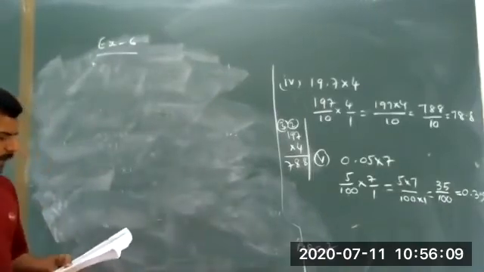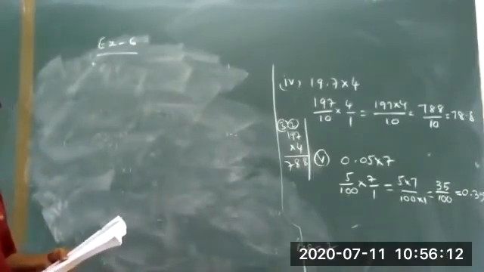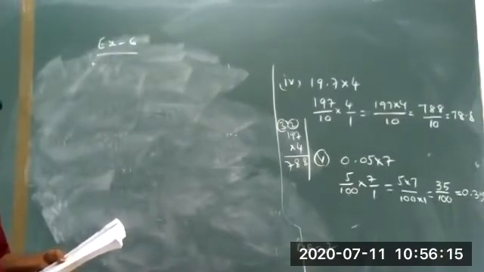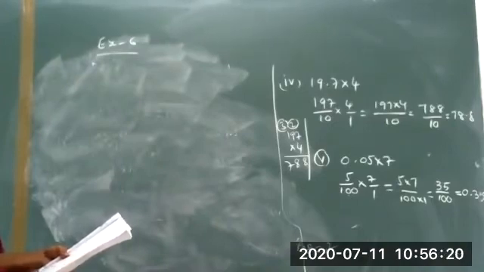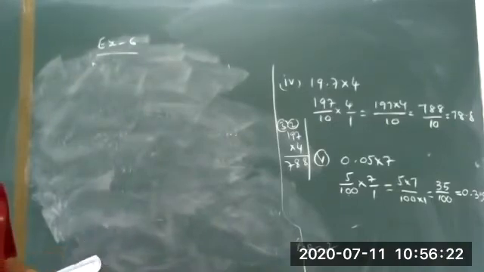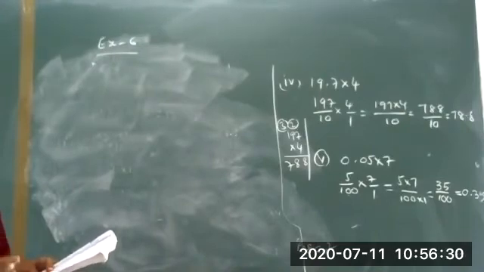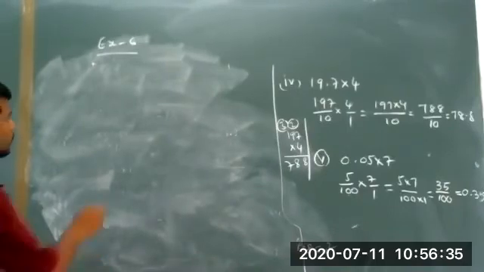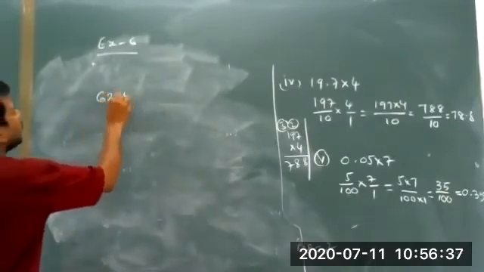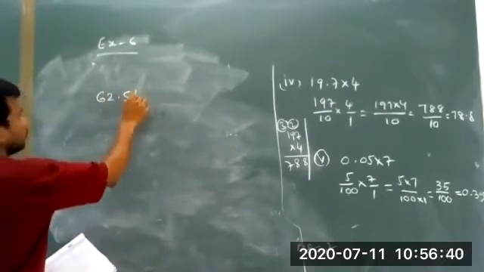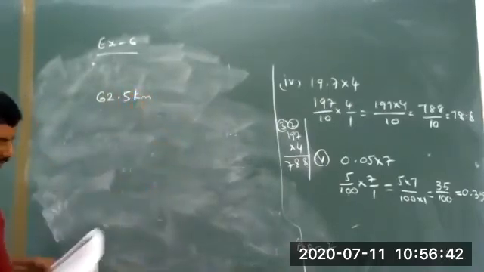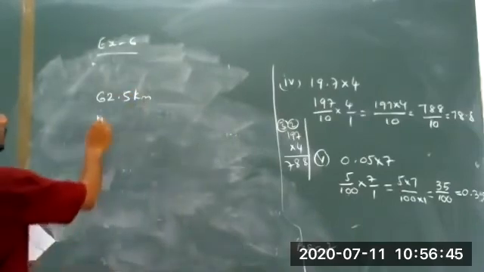Fourth one. A motorbike covers a distance of 62.5 kilometers, consuming 1 liter of petrol. How much distance does it cover for 10 liters of petrol? So for 1 liter of petrol it covers 62.5 kilometers. For 10 liters of petrol, how many kilometers does it cover? You have to find it. Do multiplication. So 62.5 kilometers per 1 liter. Here it asks for 10 liters, which means into 10.